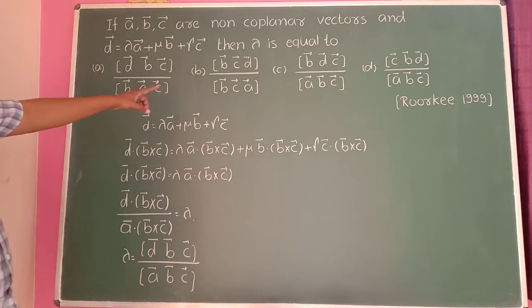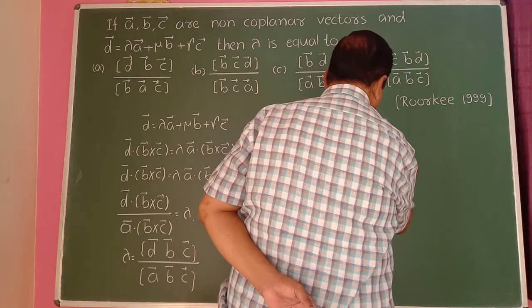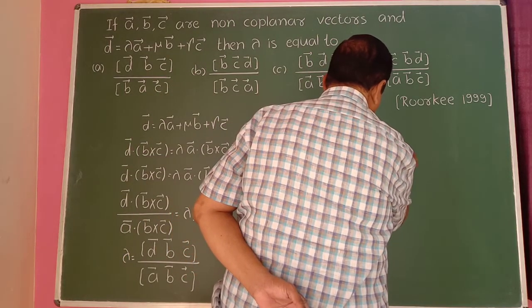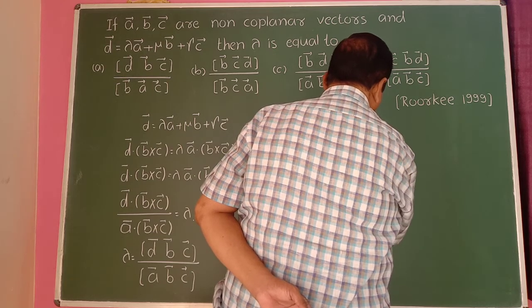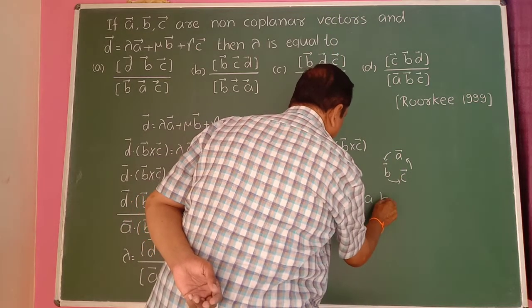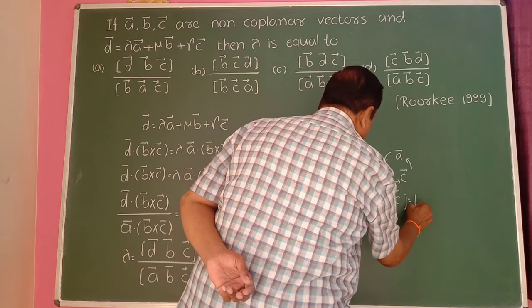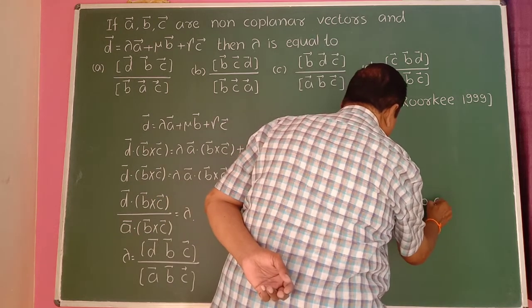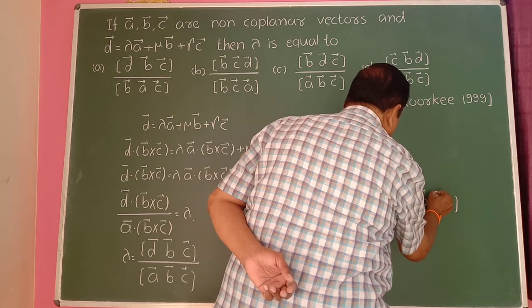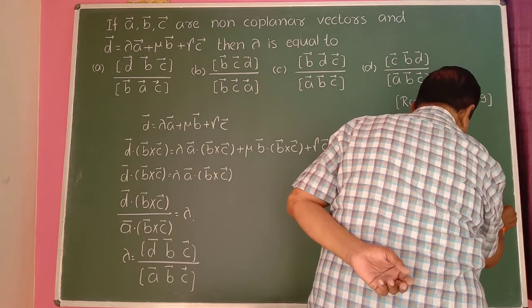Here there is no such option, so the options are different here. Therefore, you know that if vectors change in cyclic order, then the value of the scalar triple product is the same. Meaning ABC, the scalar triple product, is equal to BCA, is equal to CAB.